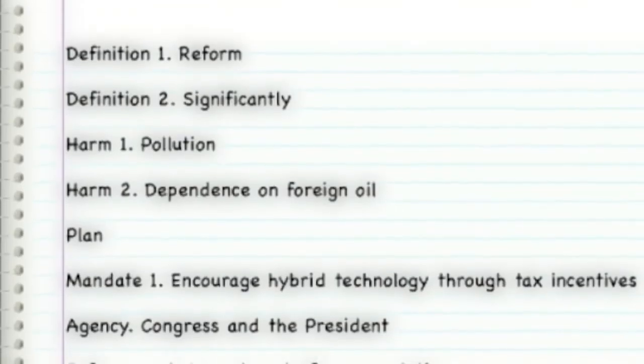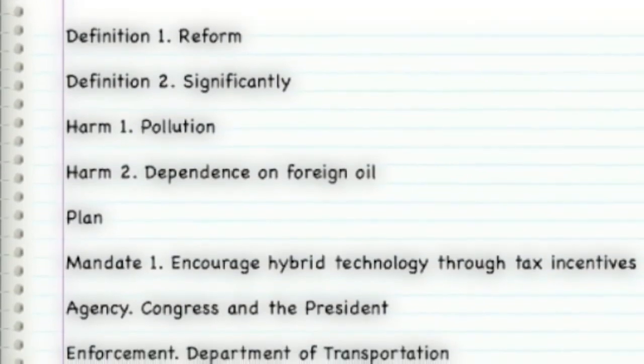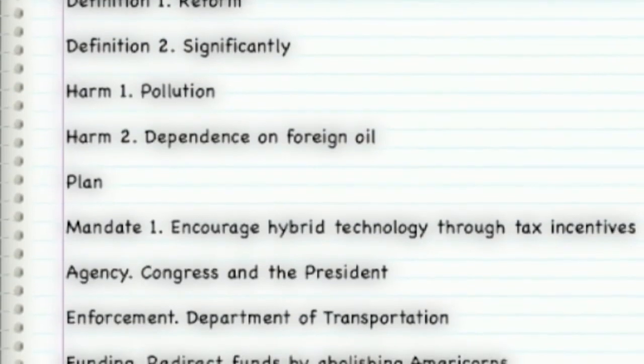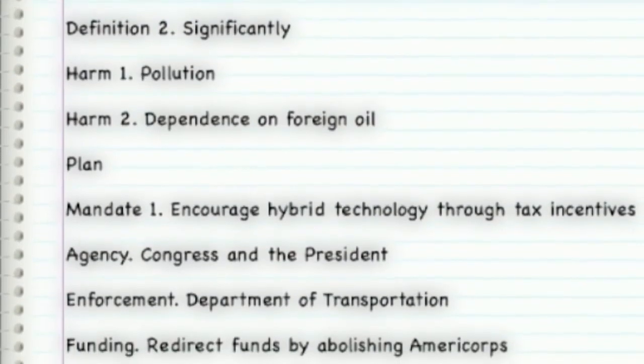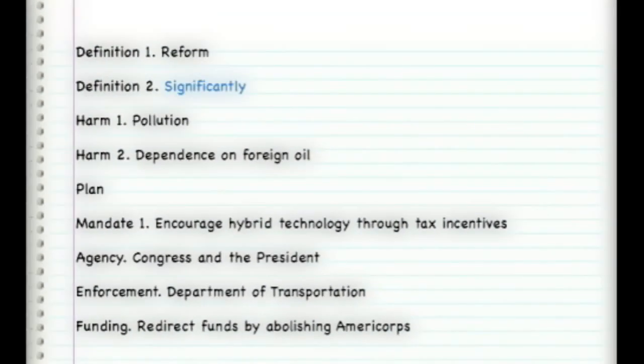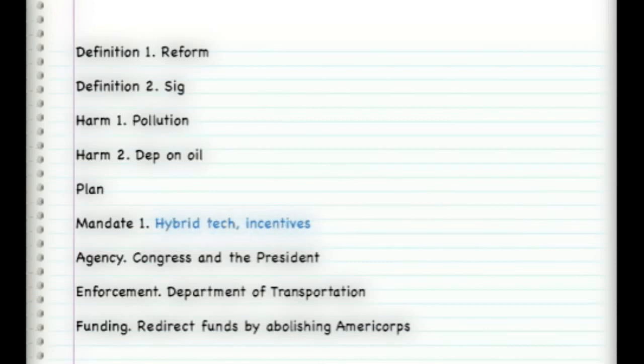Now that we have a complete outline, this enables us to remember every point our opponents made. But we can make this outline even better. By abbreviating these outline points, we can become much faster at flowing the outline. For example, significantly is a long word. We can make it SIG, S-I-G, instead. Dependence on foreign oil can take a long time to write, so we can cut that down as well. Most mandates are fairly lengthy, but you should only write down enough to remind you of the main point.